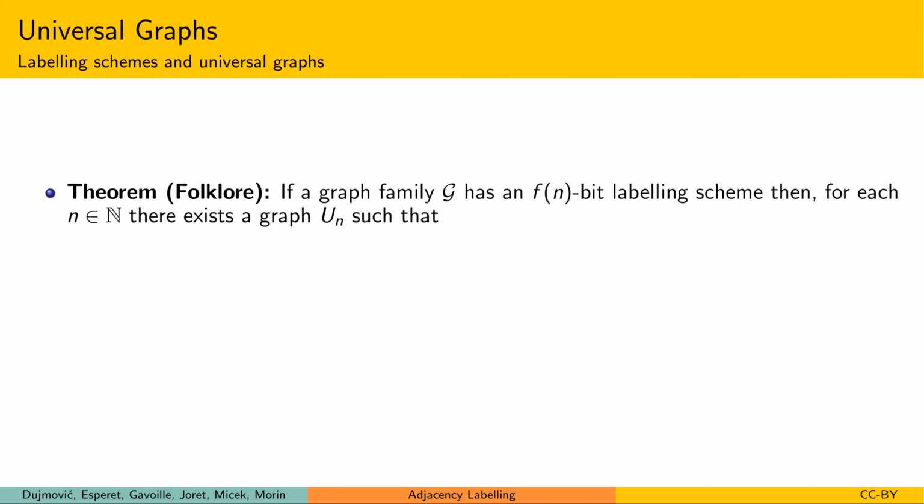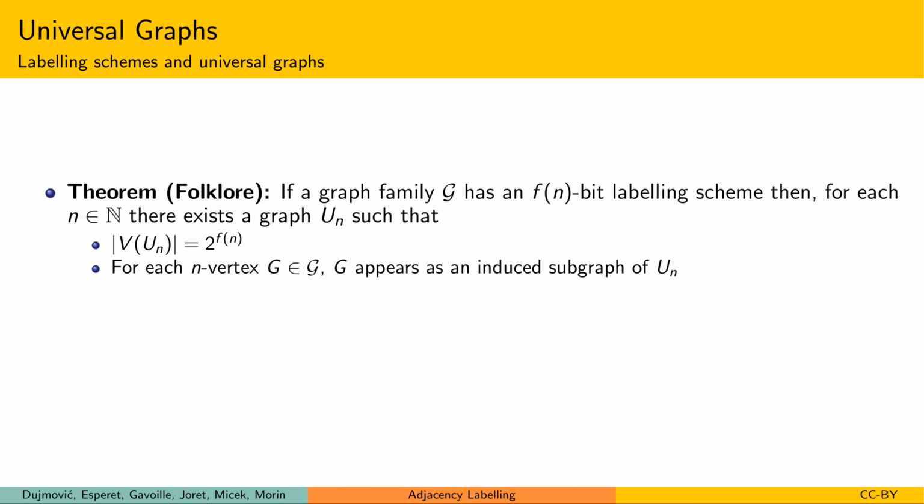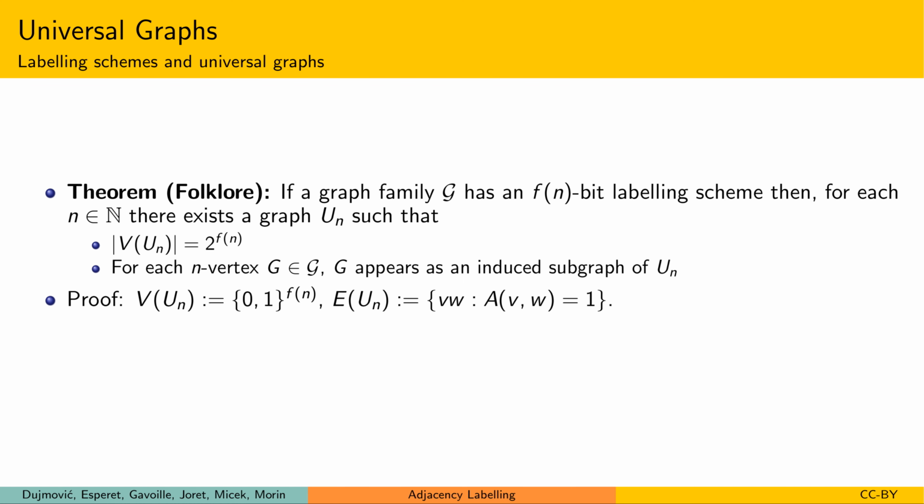Adjacency labeling schemes are closely related to so-called universal graphs. If a graph family has an f(n) bit labeling scheme, then for each integer n, there is a universal graph U_n with 2^f(n) vertices, such that each n-vertex member of the family appears as an induced subgraph of U_n. The graph U_n is easy to define. Its vertex set consists of all f(n) bit binary strings, and an edge vw is present in U_n if and only if the adjacency tester A outputs 1 given the binary strings v and w.